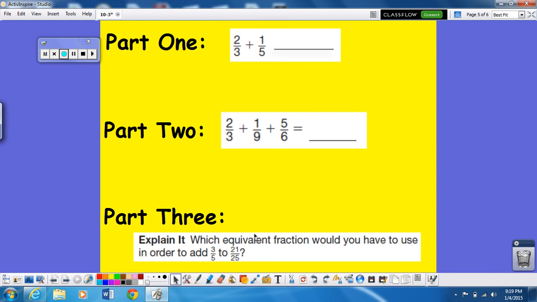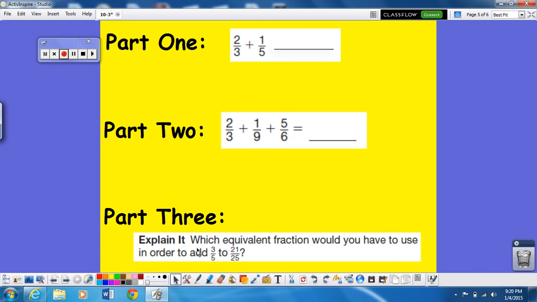All right, part 1, part 2, and part 3. Here's what I need you to do to show me you understand what we have just looked at. Work these problems for me. 2/3 plus 1/5. Show me what your common denominators are on this one. This should not give you any more trouble by adding one more fraction to this equation.